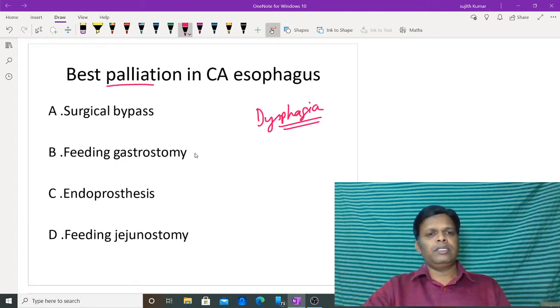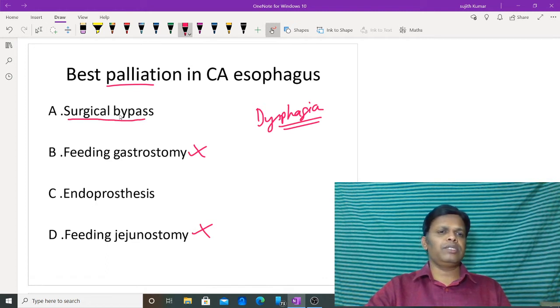In previous days, we used to do feeding gastrostomy and feeding duodenostomy for carcinoma of the esophagus. Nowadays, we are not doing that. It is not a palliation. Previously, what we thought, at least for feeding purpose, we put the gastrostomy tube, and that is not the treatment for palliation. Similarly, surgical bypass is an extensive surgery. It causes more morbidity and mortality. That is also not the best palliation. The best palliation is to relieve the dysphagia.